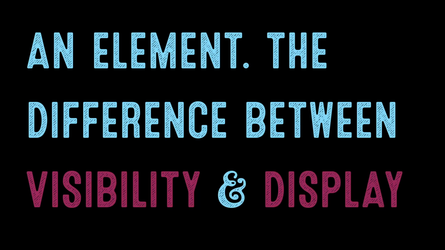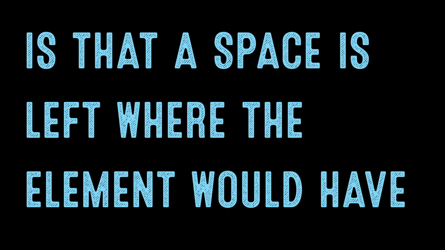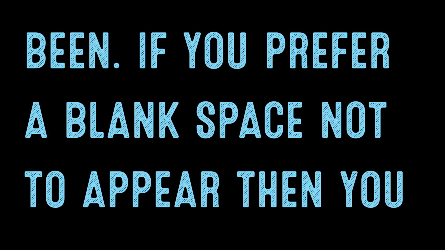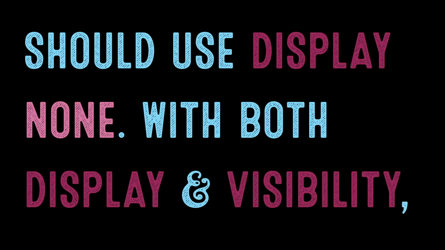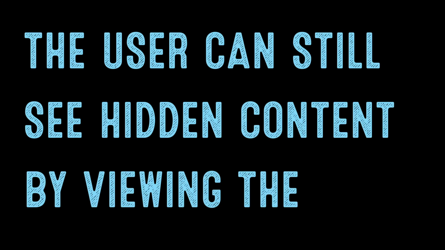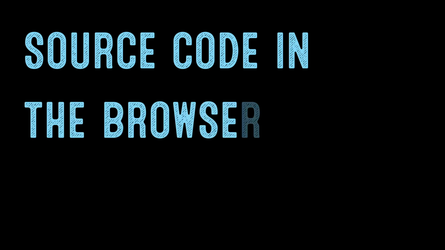The difference between visibility and display is that a space is left where the element would have been. If you prefer a blank space not to appear, you should use display none. With both display and visibility, the user can still see hidden content by viewing the source code in the browser.